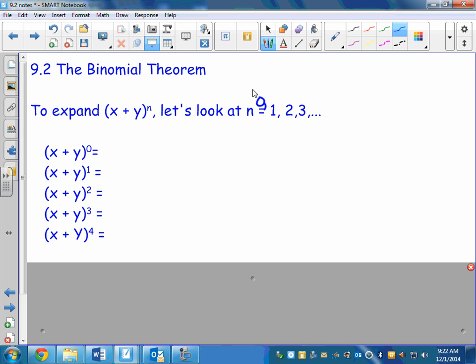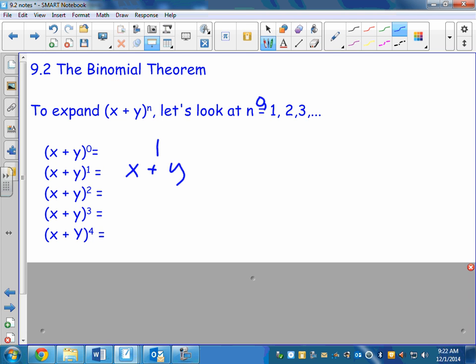0. What's anything to the 0 power? So x plus y to the 0 is just 1. X plus y to the 1st power, that's simple, right? It's just x plus y. I'm not actually going to show all this, you just need to trust me, alright? But x plus y squared is not just x squared plus y squared.